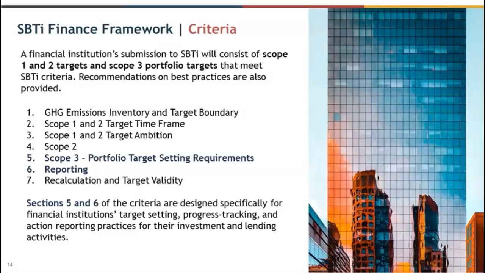And so the criteria range from the time frame to the scope of the targets to the recalculation and reporting requirements that are additional for financial institutions. And this goes beyond what we require for companies. So now we have sort of sector-agnostic company criteria that are now in their fourth iteration. And then we have these new financial institution criteria, which are required for financial institutions that are setting targets.